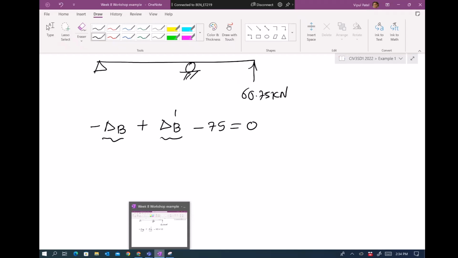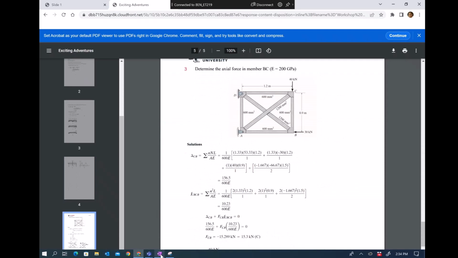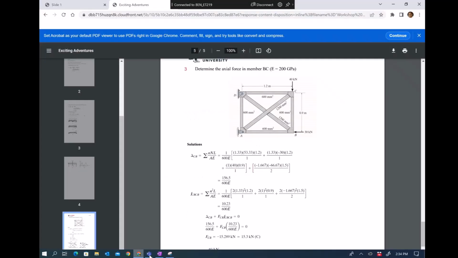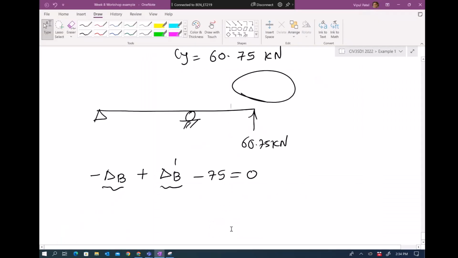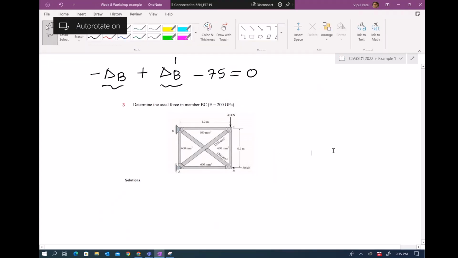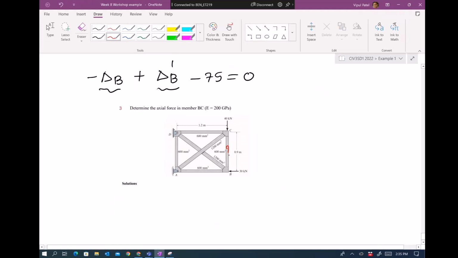So let's do the truss one. All right. Area is given, Young's modulus is given, so everything is given. So it's a very complex problem. I'm not sure how far we can go. Let's say determining the axial force in member BC. Where is it? Member BC? Oh, here. We need to find the force in these members, right?